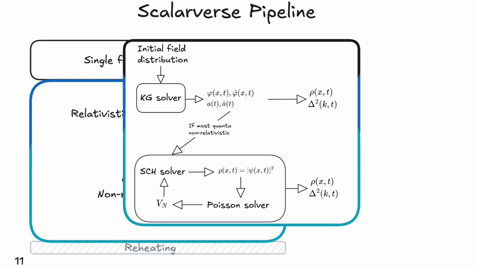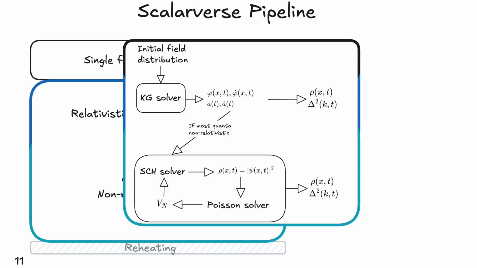Here, the Schrödinger solver solves the Schrödinger equation, gives the energy density, then the energy density is taken and calculates the Newtonian potential, and the Newtonian potential is used for solving the Schrödinger equation again, in a literally iterative process, giving out the energy density at certain times, at certain grid points. And again, you can calculate the dimensionless power spectrum and see how structure emerges in the non-relativistic regime.